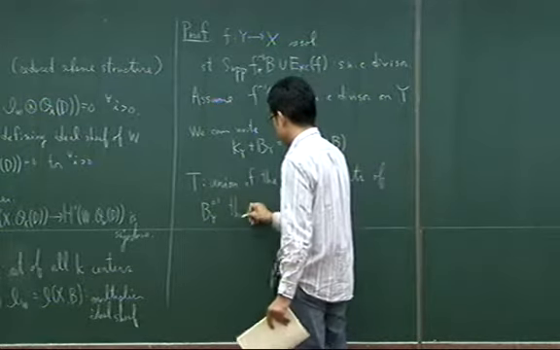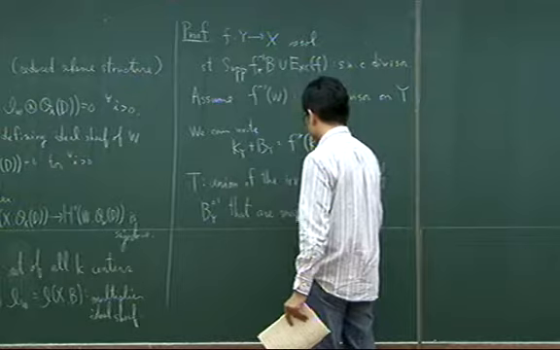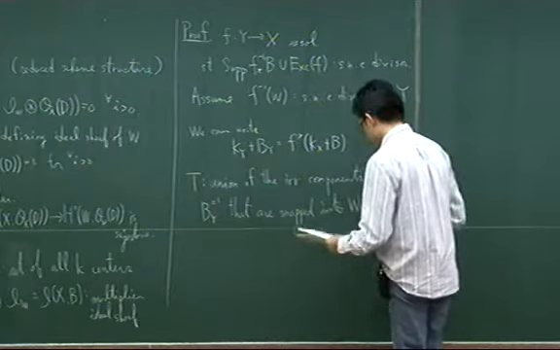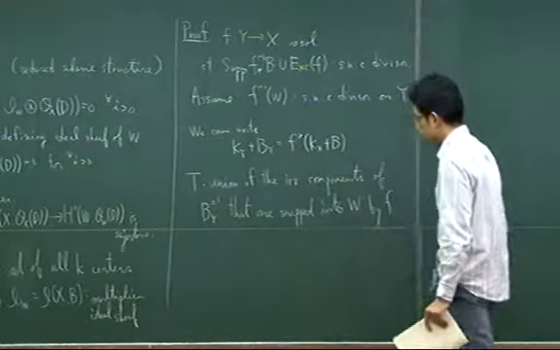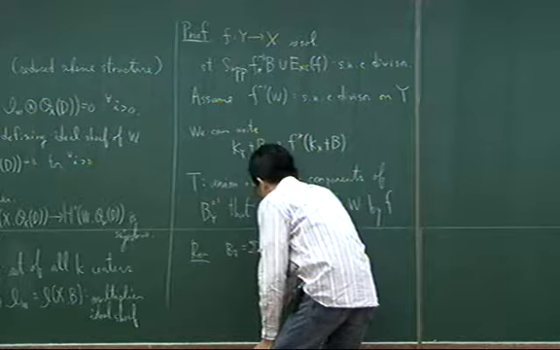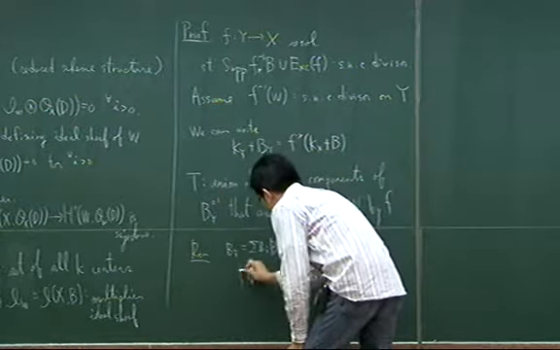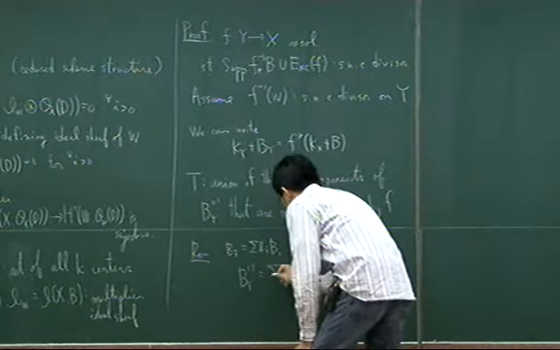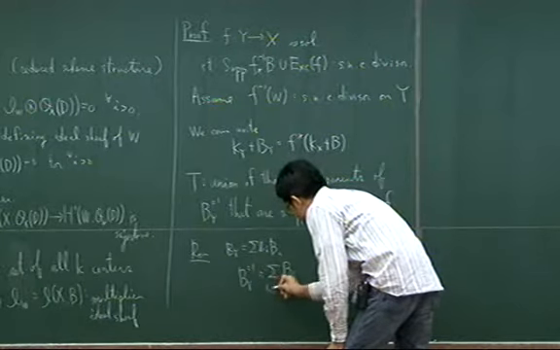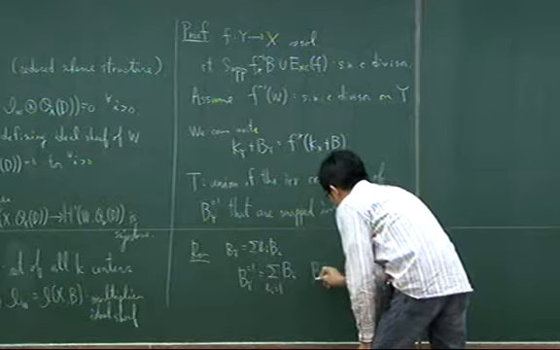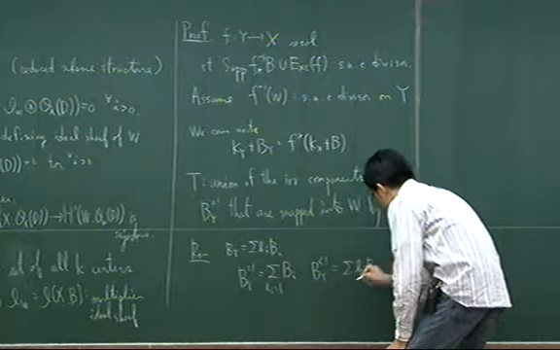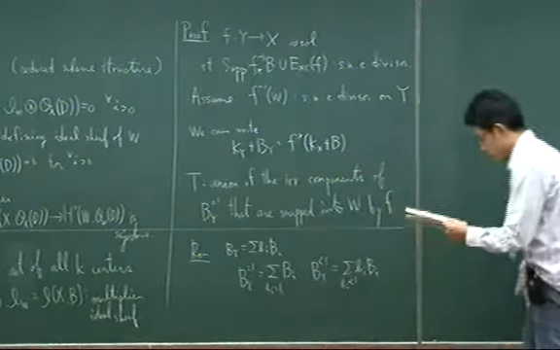That are mapped into W by f. Okay, remark: B_Y equals the sum of B_i. Then B_Y^{=1} equals the sum of B_i where the coefficient equals 1, and B_Y^{<1} equals the sum of B_i where the coefficient is less than 1. Okay.